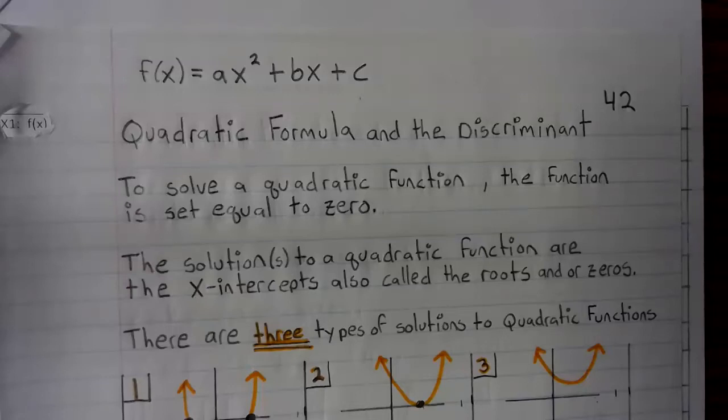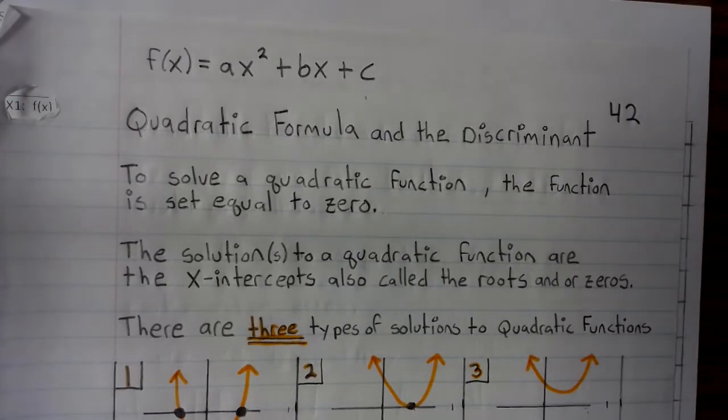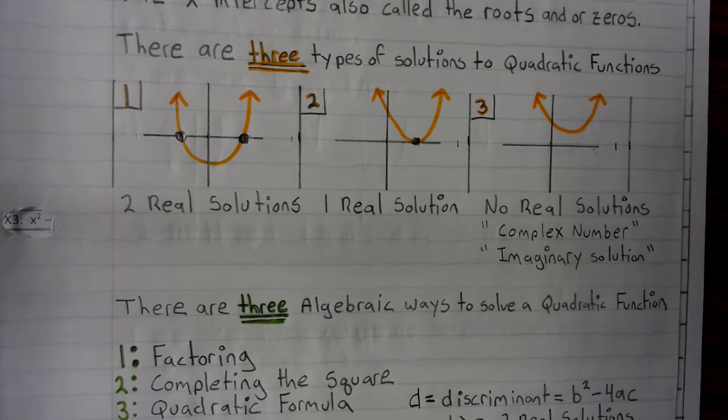Okay, Wildcat, today we're looking at journal page 42, quadratic formula and the discriminant. To solve a quadratic function, the function is set equal to 0. The solutions to quadratic functions are the x-intercepts, also called the roots and/or zeros. There are three types of solutions to quadratic functions: 1, two real solutions; 2, one real solution; and 3, no real solutions, complex number or imaginary solution.